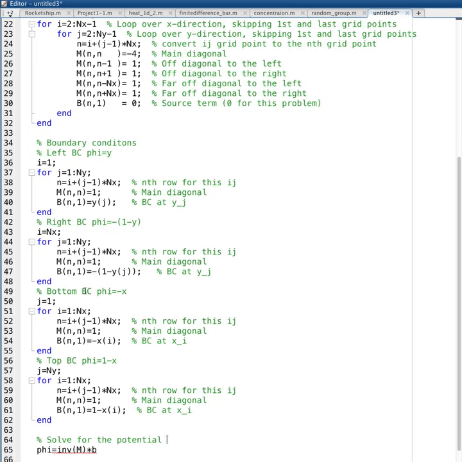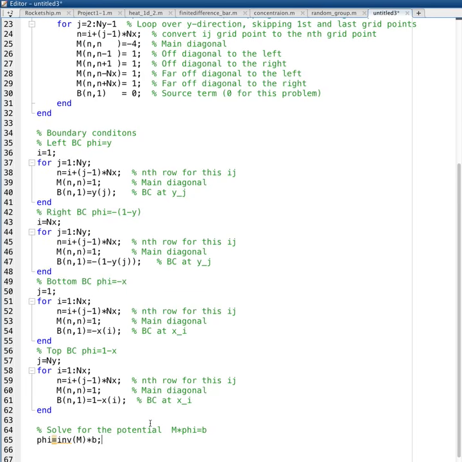So what we're really solving here is M times phi is equal to b. If you multiply this by the inverse of M, you get phi is equal to the inverse of M times b. Now in MATLAB, it's better to write this as phi is equal to M backslash b. If you put your cursor over the inverse, it will tell you that inverse of A can be slow. Consider using A backslash b. So that's what we're going to do.